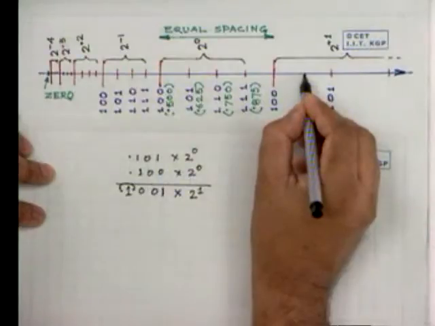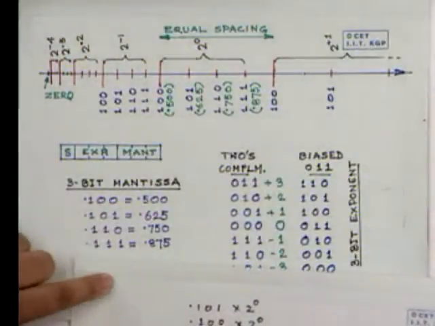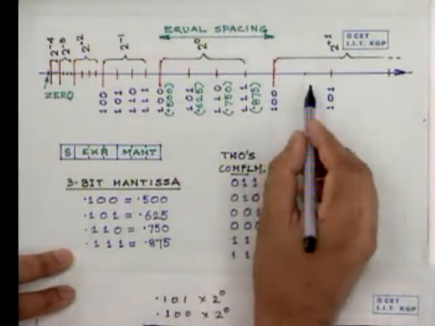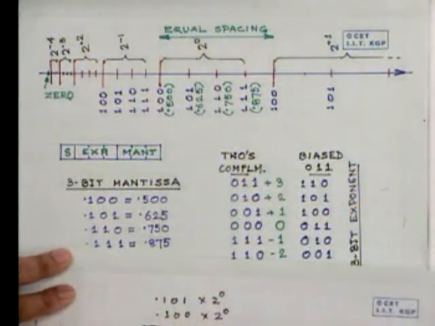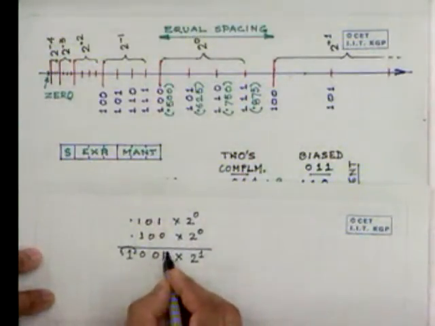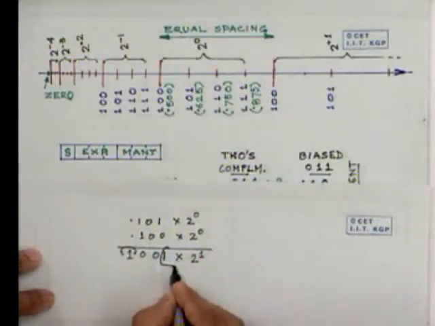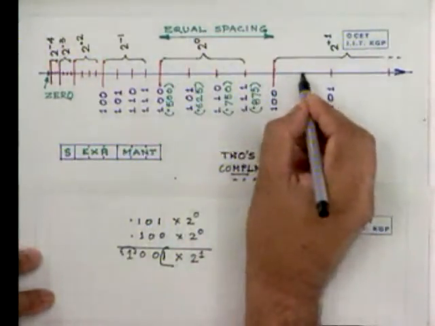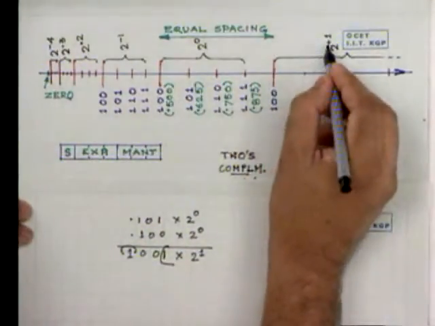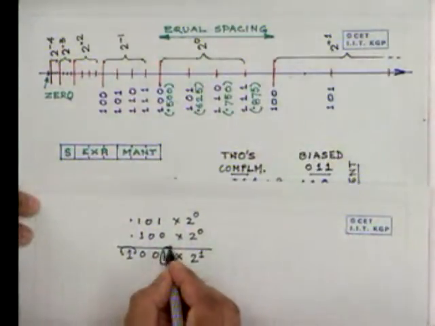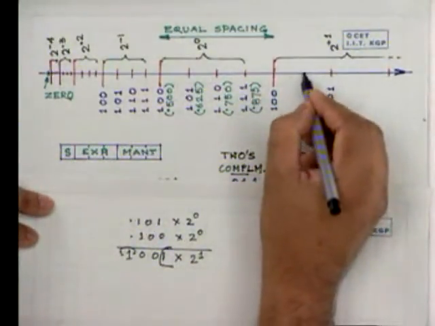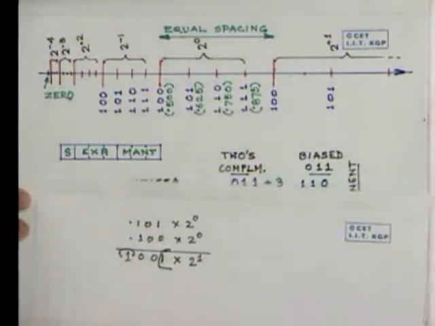Naturally, this number cannot be represented in this machine where we have kept only 3 bits for the mantissa. Therefore, this number has to be rounded off, right? And we can round off this number by, say, discarding this bit and coming over to here as 0.100 into 2 to the power 1. Now, how this rounding off will be done, that we will be discussing after some time.